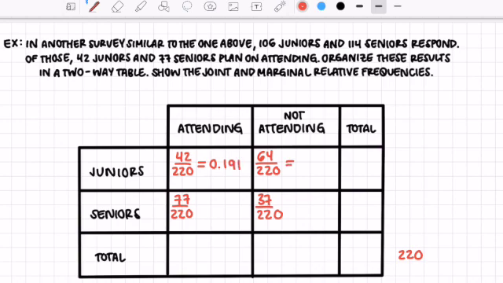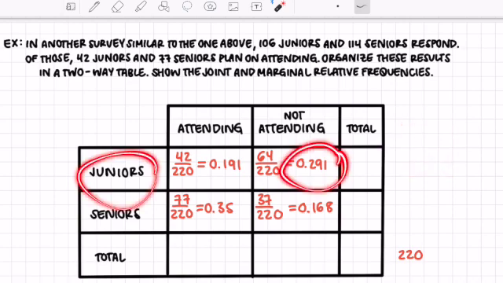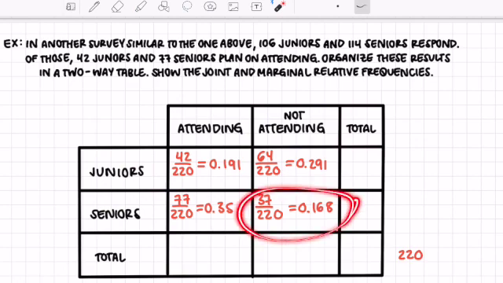This is going to equal 0.191. We get 0.291. We have 0.35. And we have 0.168. Pretty much, for example, this one, we could just change it into a percentage. 0.291, move the decimal point twice, and so we get 29.1. What that means is that 29.1% of juniors did not attend. But 51.8% of the seniors are also not attending either.